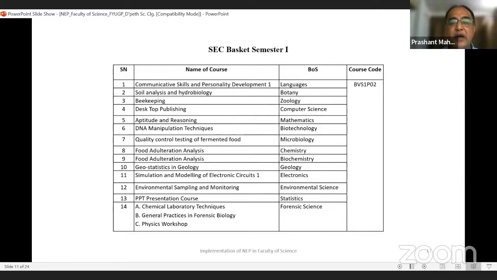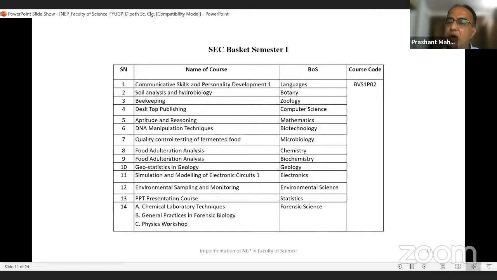Soil analysis and hydrobiology, botany, beekeeping. This is again a very good skill enhancement course of zoology. Desktop publishing, DTP. Aptitude and reasoning. Aptitude and reasoning is such a subject which anybody and everybody can teach, because that teacher is 12th in science, graduate in science, postgraduate in science, PhD in science. So he can very easily teach aptitude and reasoning.